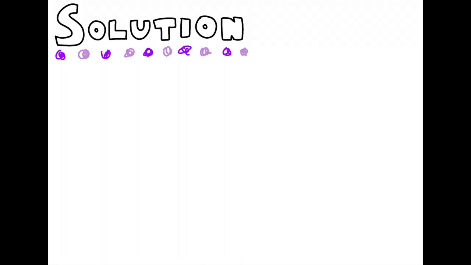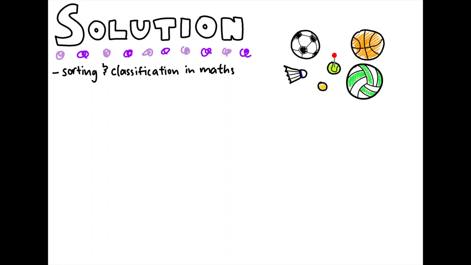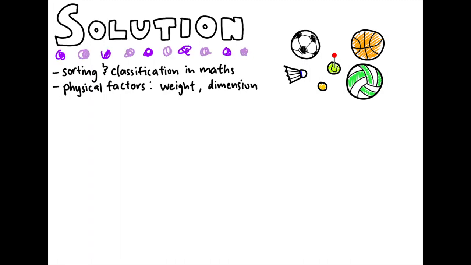Firstly, we thought about the sorting and classification of balls problem from a mathematical perspective. Classification methods aim to identify a specific category among a set of numerous categories. We can apply the method on our prototype to classify the different balls according to some physical factors, such as weight or dimension of the balls. In our experiment, we chose to use the diameter of the balls to sort them.